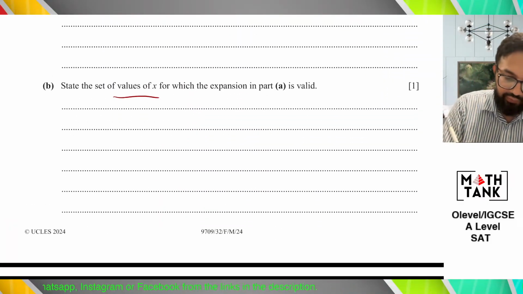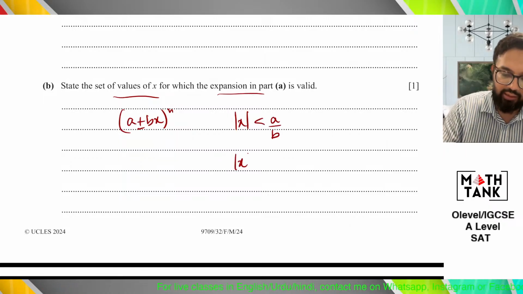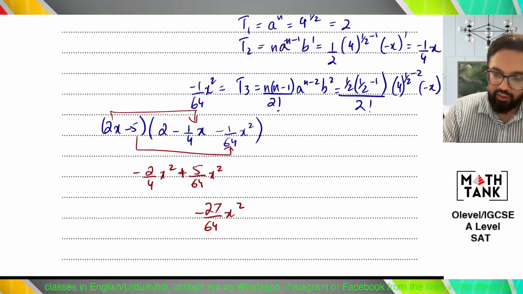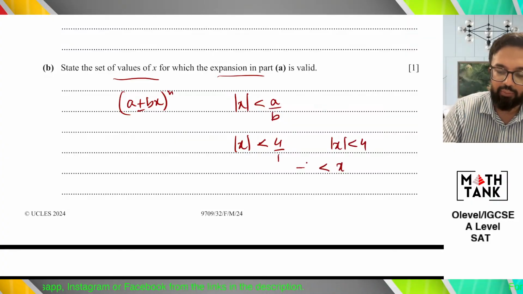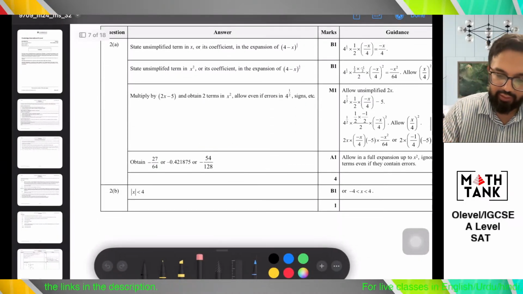State the set of values of x for which the expansion is valid. तो रेंज ऑफ वैलिडिटी का एक्सप्रेशन होता है a plus minus b x power n. तो रेंज ऑफ वैलिडिटी बनती है modulus of x is less than a over b. इन दिस केस a is 4. b को इग्नोर करते हैं साइन उसकी. So 4 over 1 which is 4. The modulus of x is less than 4. Yes, इस तरह लिख सकते हैं between minus 4 and 4. Okay, so that's the correct answer.